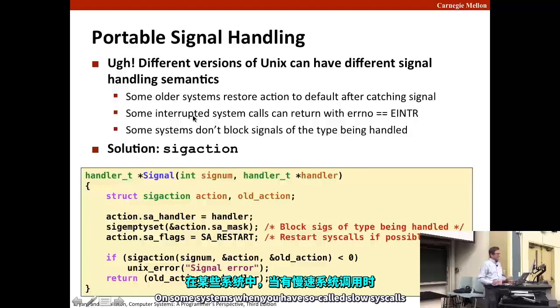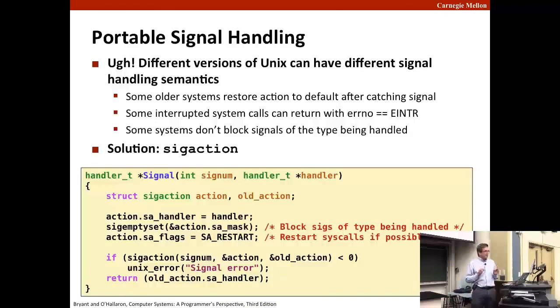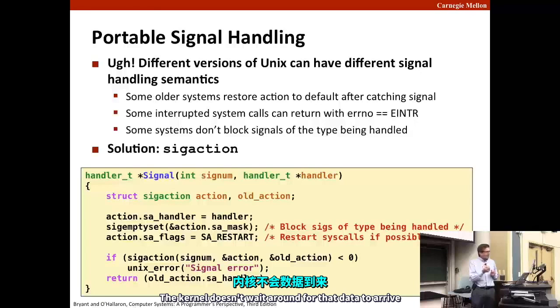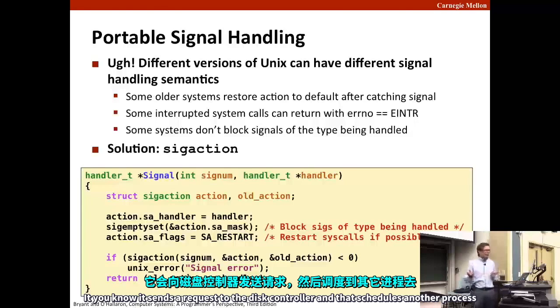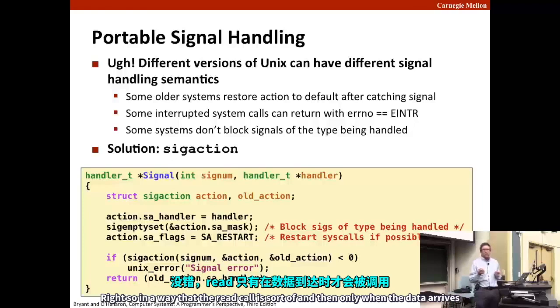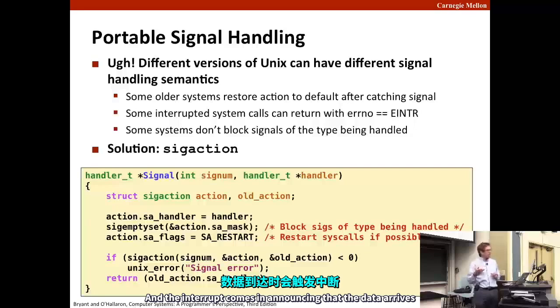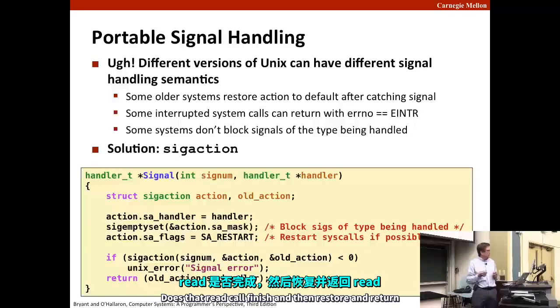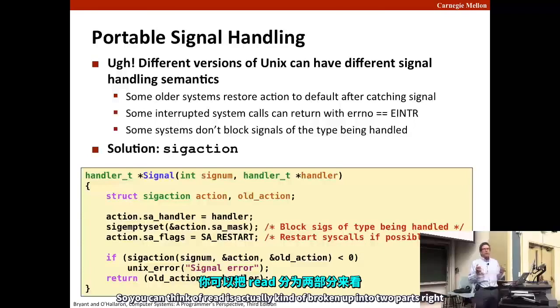On some systems, when you have so-called slow syscalls, for example read, if you do a read system call, the kernel doesn't wait around for that data to arrive. It sends a request to the disk controller, and then it schedules another process. Only when the data arrives and the interrupt comes in announcing that the data has arrived does that read call finish and return. So you can think of read as actually kind of broken up into two parts.